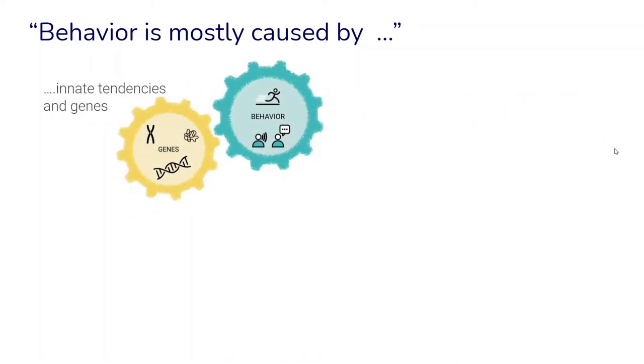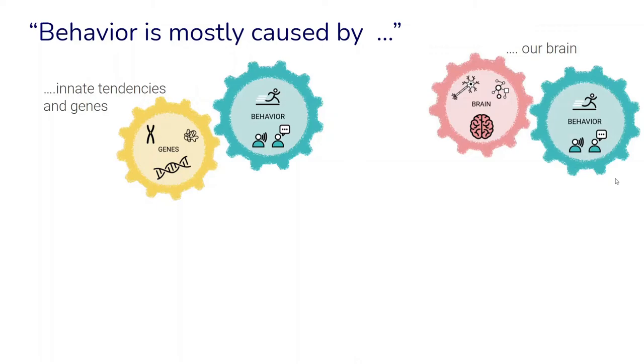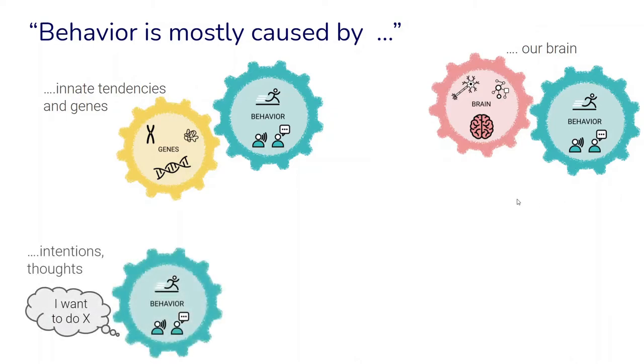So something that might come to mind that we intuitively just reason is that it's all about innate tendencies and genes. "He does that because that's just in his genes," and similar phrases like this. At other times, we might be more bringing up explanations that have to do more with the brain, like what's going on in your mind. Other times, we kind of try to understand people's intentions and thoughts. "How could you do that? What were you thinking?"